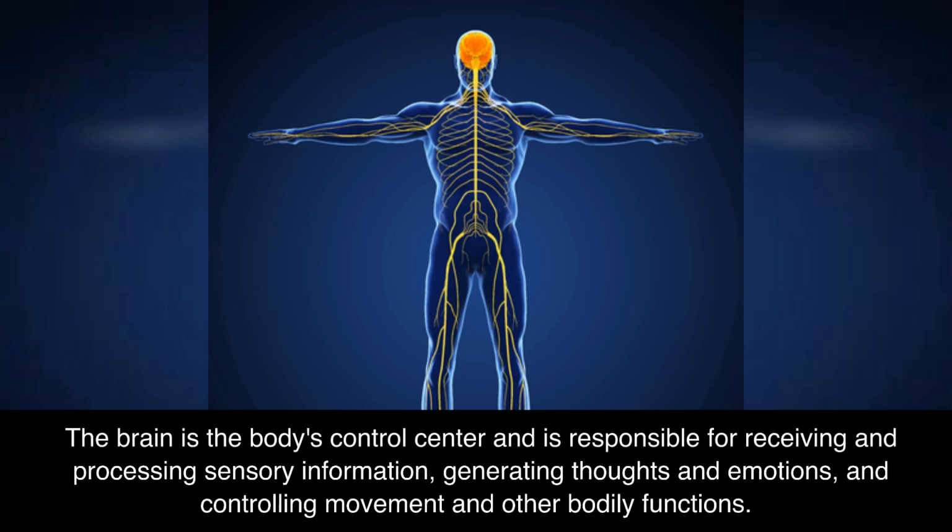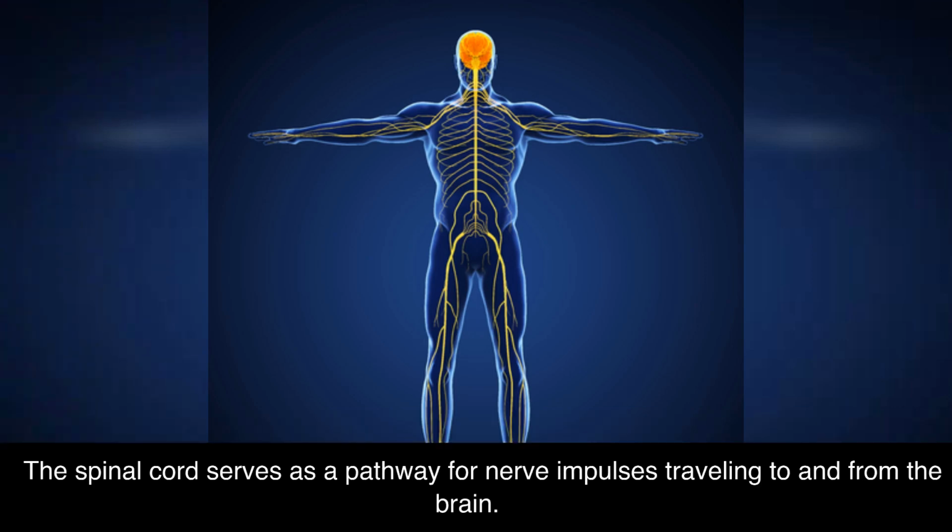The brain is the body's control center and is responsible for receiving and processing sensory information, generating thoughts and emotions, and controlling movement and other bodily functions. The spinal cord serves as a pathway for nerve impulses traveling to and from the brain.